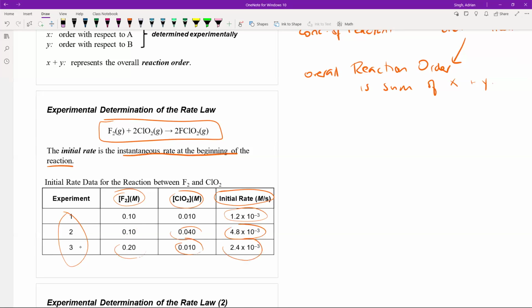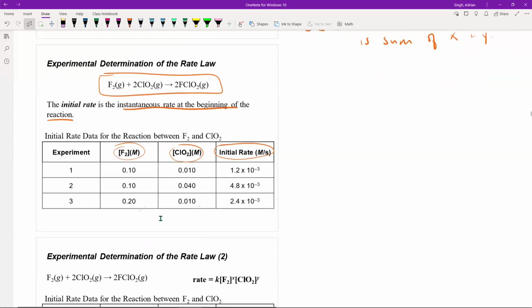So using this tabulated data, we can now determine all of those components of the rate law. What we can do, first of all, is write the rate law expression for this.